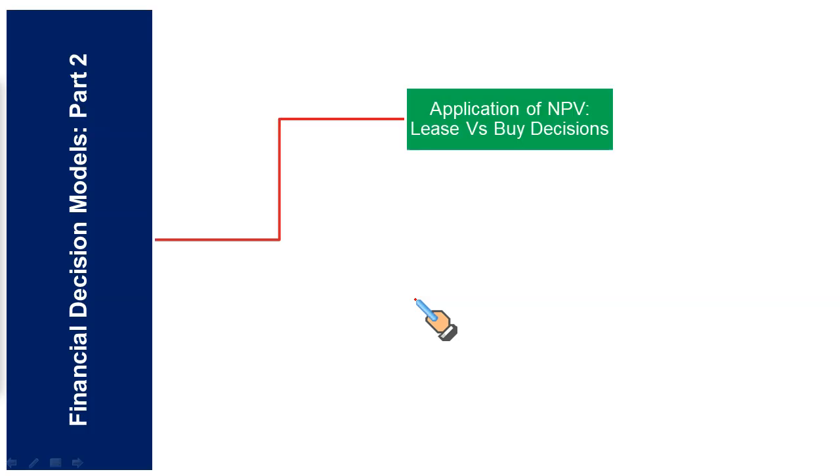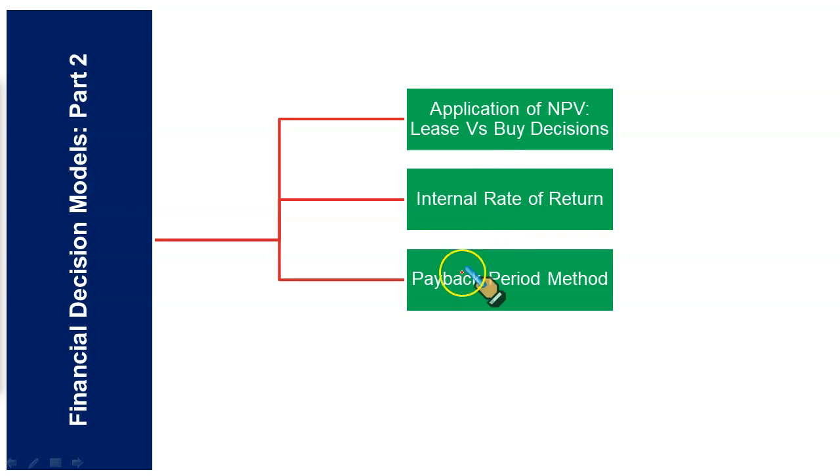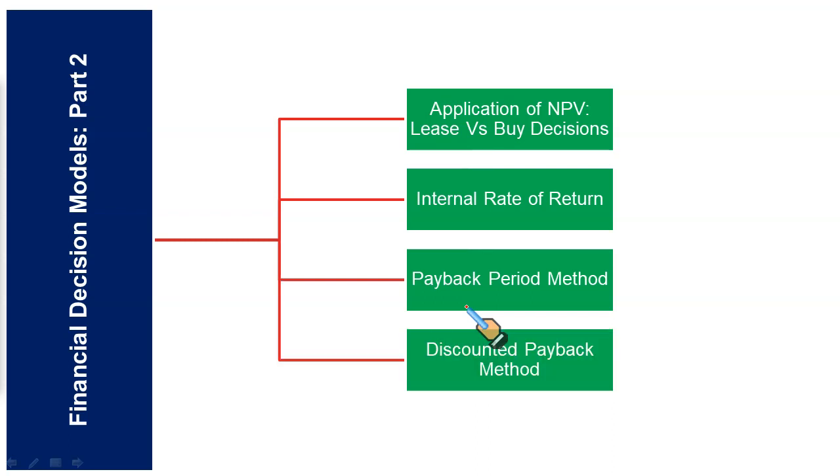We have application of NPV, specifically on lease versus buy decisions. We will discuss what is internal rate of return, IRR, how to calculate it, how to interpret it, its advantages, disadvantages. Then we will discuss payback period method. It is one of the investment appraisal tools. And finally, a little modification in payback period method, which is called the discounted payback method. So the first area we have is the application of NPV, lease versus buy decisions.